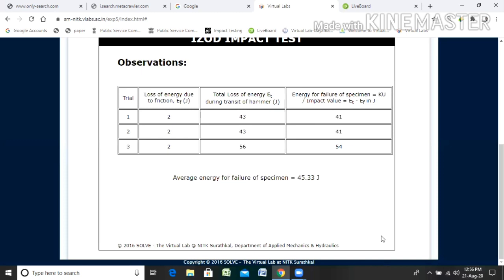So now we have the observations of the 3 trial values. In trial 1, we get 41 joule as the energy for the specimen. In trial 2, we get 41 again. And in trial 3, we get 54. Now we have to take the average of these 3 values, which is 45.33 joule. So that's for today, and this is the toughness value for our mild steel specimen.